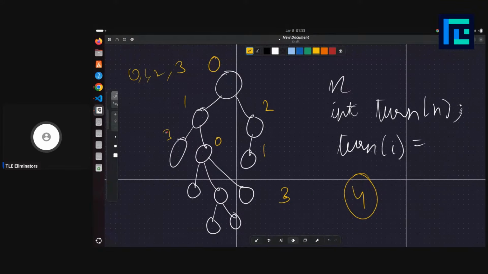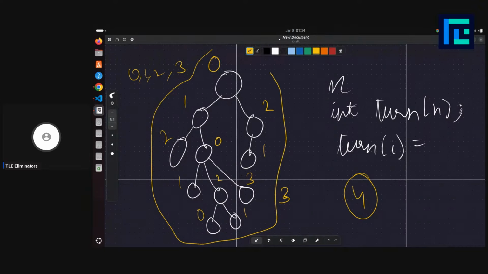Doesn't matter, we can use 2 here, but we can use 3 as well. So here we have 0 as the parent, so I'll have to use 1, 2, and 3. And then for this node, let's say I use 0 and 1, right? So this is how I can color a tree. This is one possible coloring. And then I'll just print the answer.